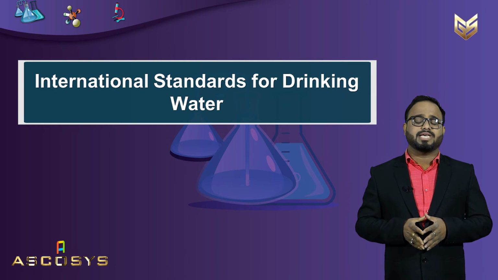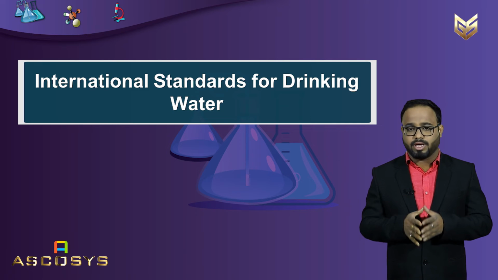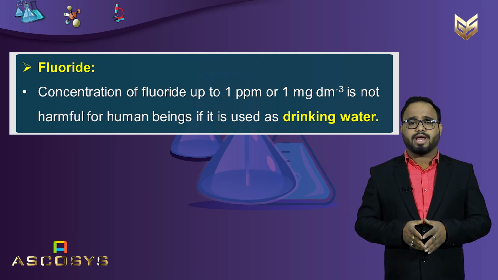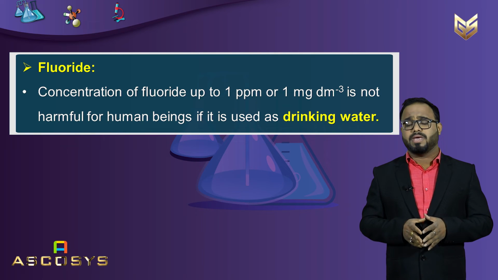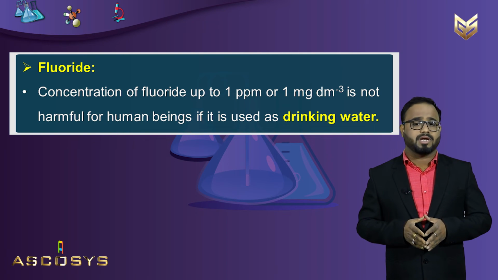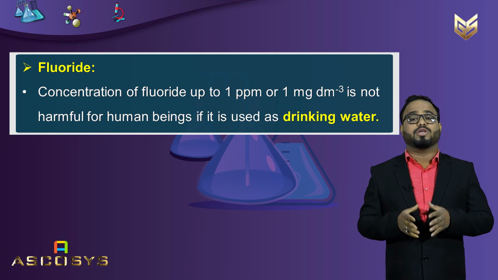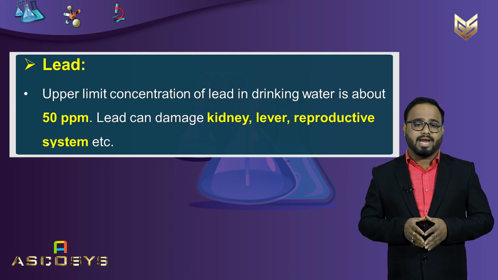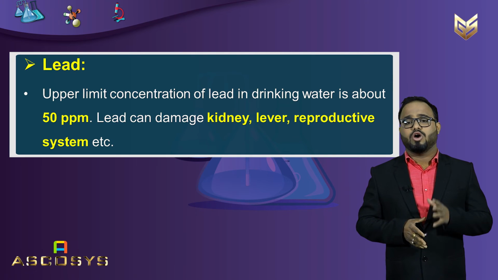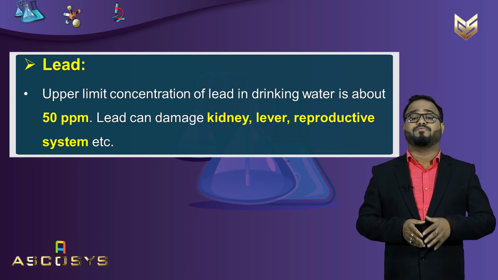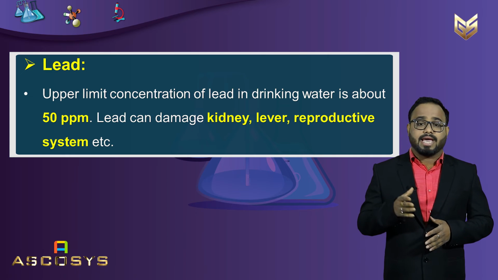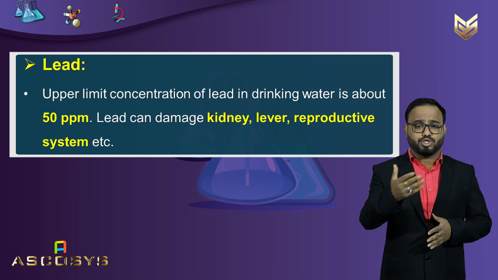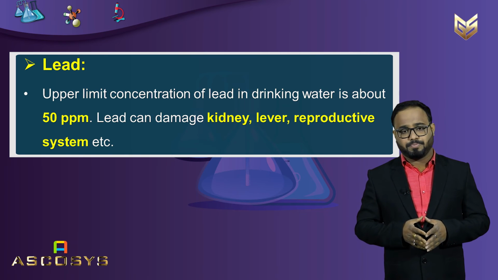Now, the IUPAC has given some international standards for drinking water. Let us have a look. Number 1, fluoride. Concentration of fluoride in water should be up to 1 ppm or 1 milligram per decimeter cube, which is not harmful for human beings if it is used as drinking water. Number 2, lead. Upper limit concentration of lead in drinking water is about 50 ppm. So lead can damage our kidney, liver, and reproductive system if it is consumed more than 50 ppm.